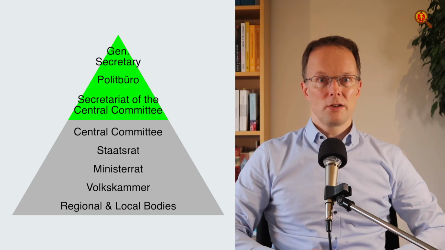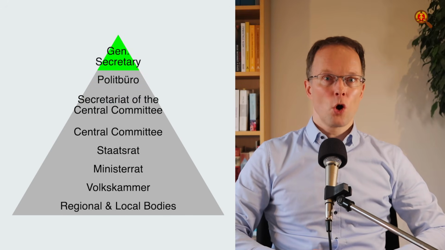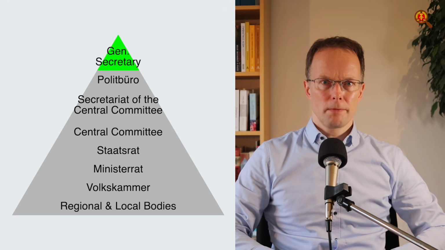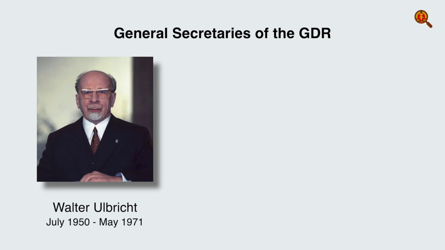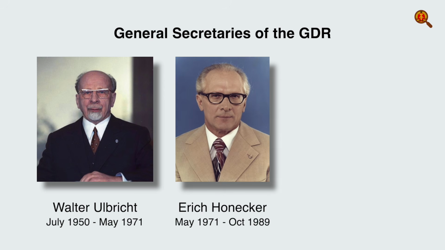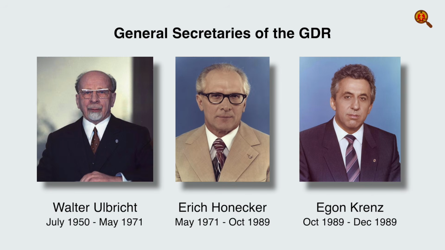And last but not least, at the top you had the General Secretary, or as the role was known from 1953 till 1976, the First Secretary. From 1950 till 1971 that was Walter Ulbricht, and from 1971 till 1989 Erich Honecker, who in October that year was succeeded by Egon Krenz, who only stayed in the position for 7 weeks.